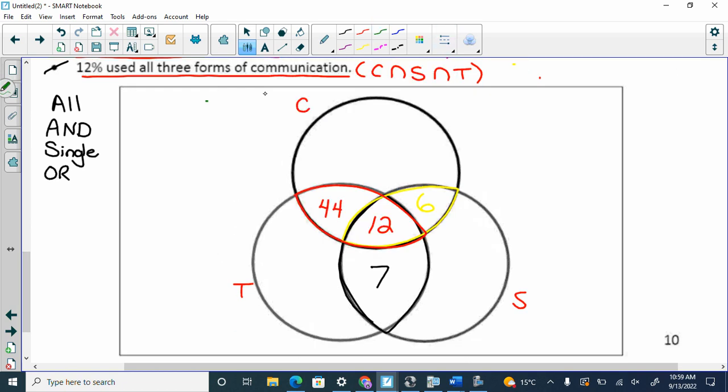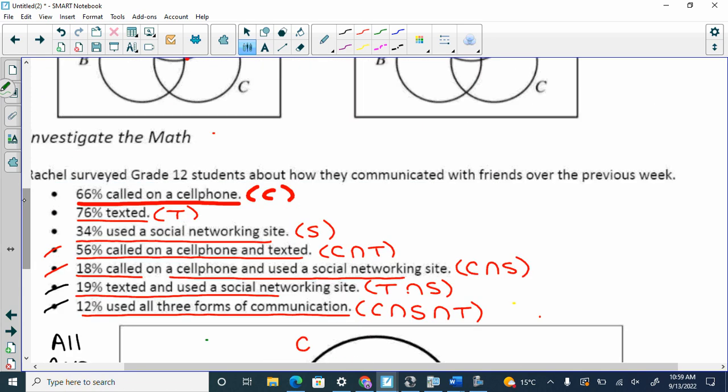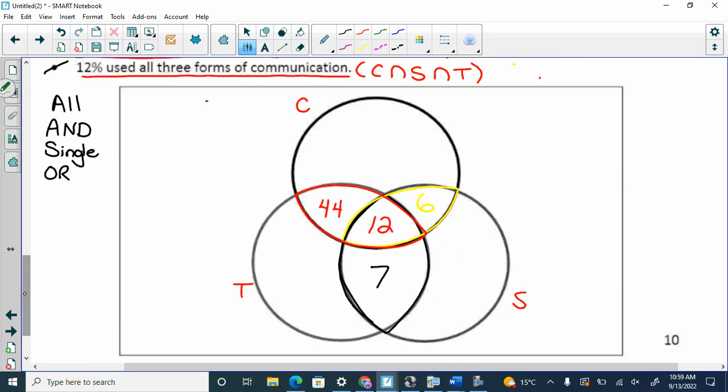So does it say social networking site only? If it said only, I would go to the social networking site only part and I just put the number. But it doesn't say only. It says 34 used a social networking site. So that's the S circle.